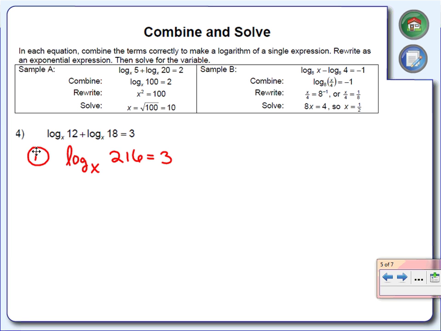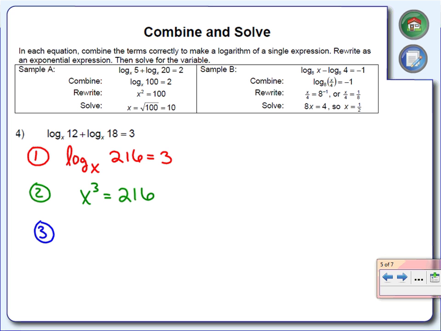Now that we've got it written as a single expression, let's write it in the form of an exponential. All right, so the exponential is going to be what? X to the 3rd equals 216. All right, so we've got to know what x is. We're going to solve. Now remember guys, we want to know what number I can take to the 3rd power and it would equal 216. Well, we know the opposite of squaring something is what?